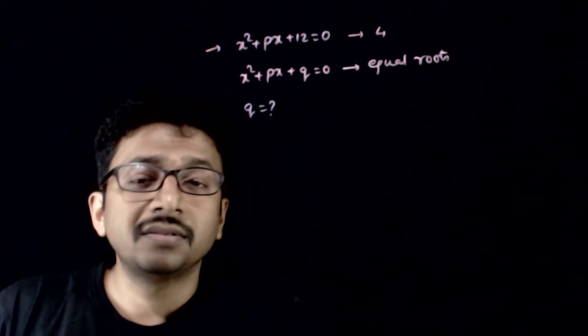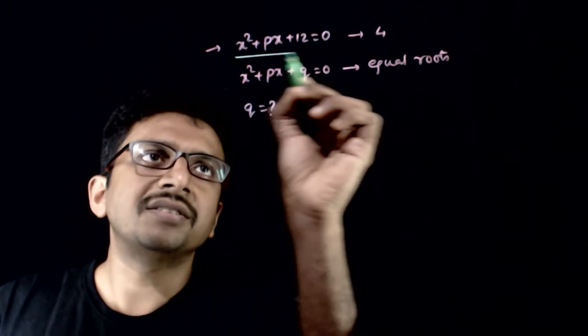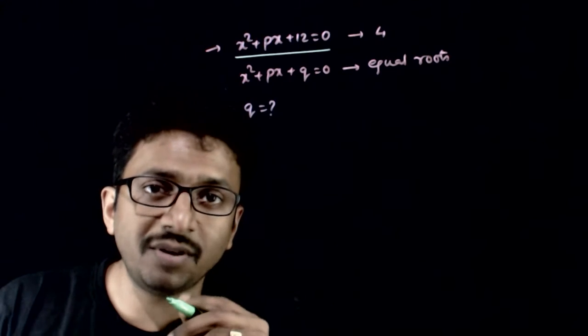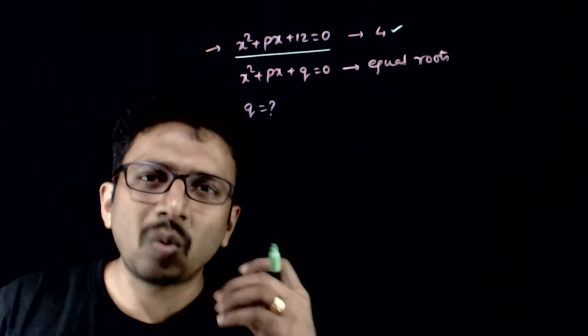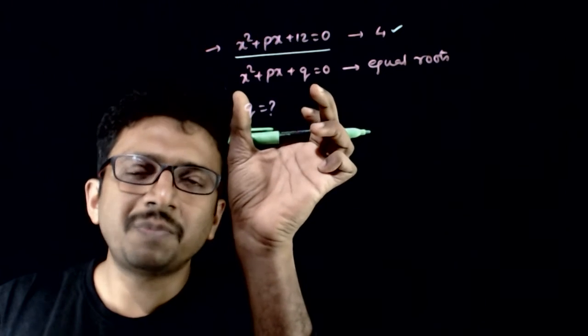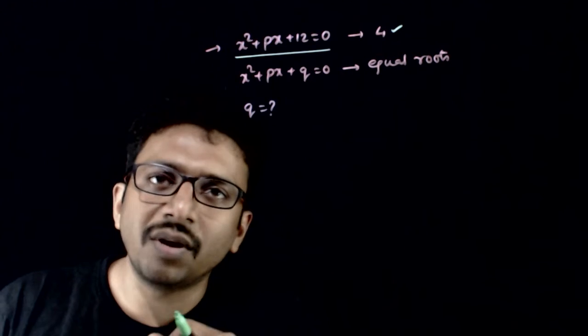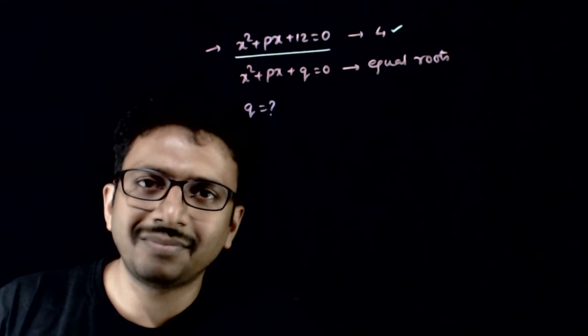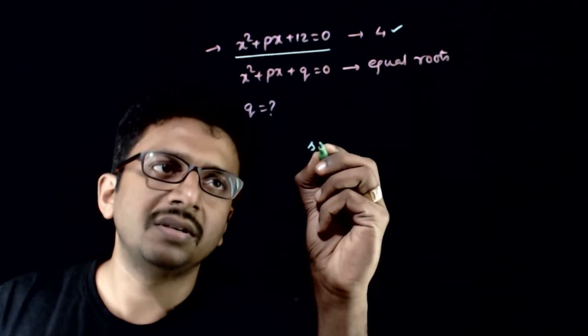So welcome students. In this question you're given that x square plus px plus 12 is equal to 0 has 4 as one of the roots, and x square plus px plus q is equal to 0 has equal roots. If that is so, what is q? Again, a very straightforward question.